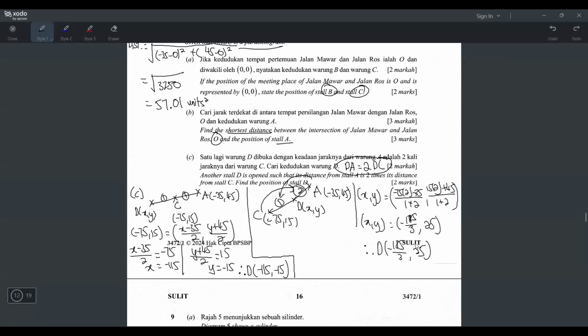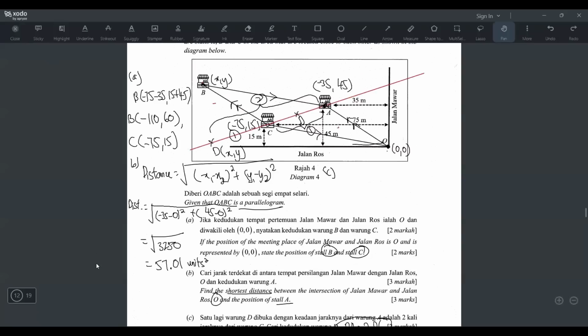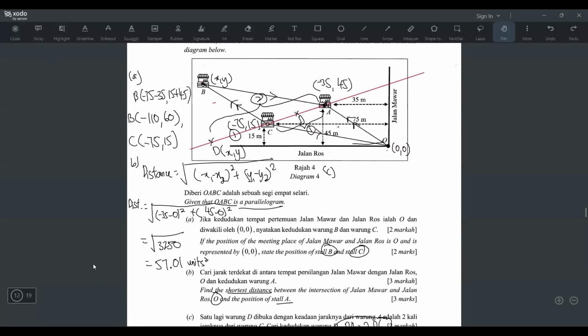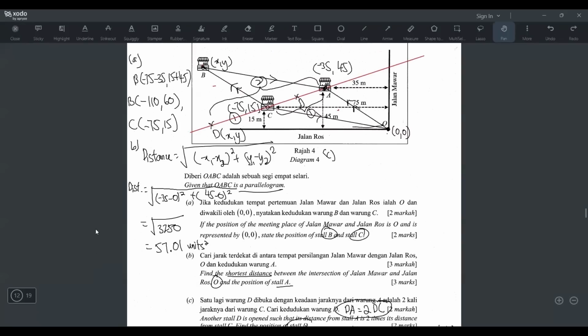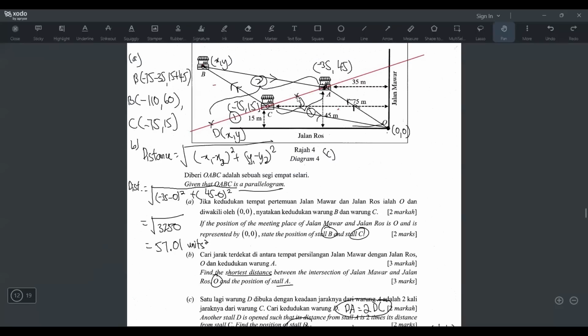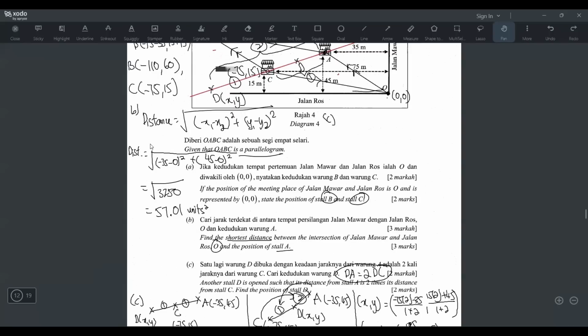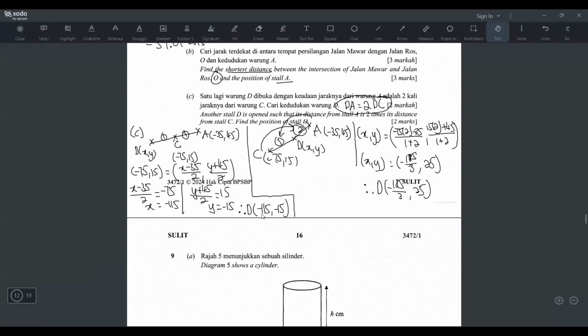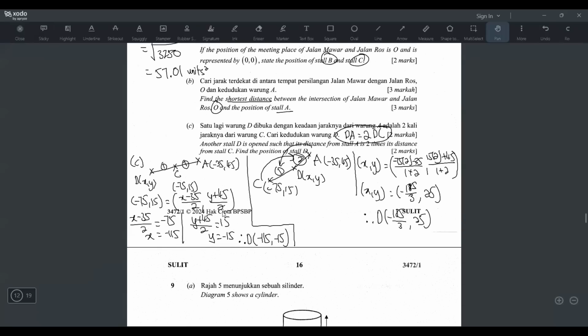positive 25, right? Wait, is it possible? So if it's here, it's negative, positive. But if the D is down here, it's negative. Oh, it means that this D is like below already lah. That's why you end up with negative negative. But it's possible also. This is also one of the answers.